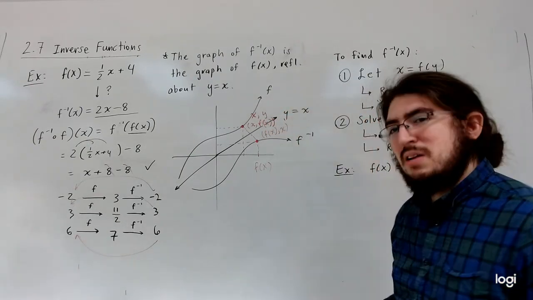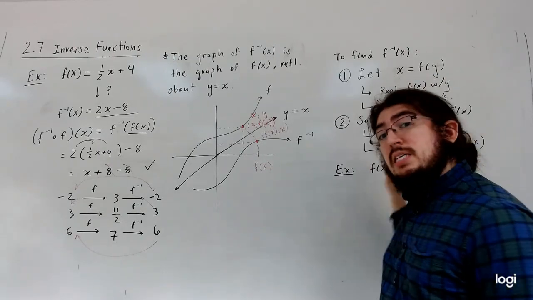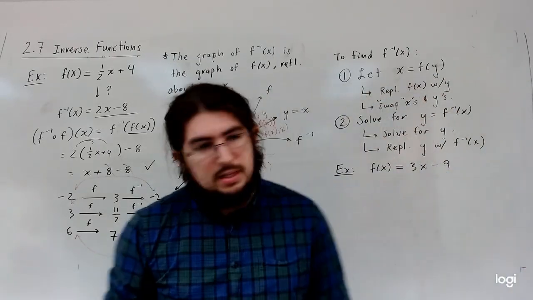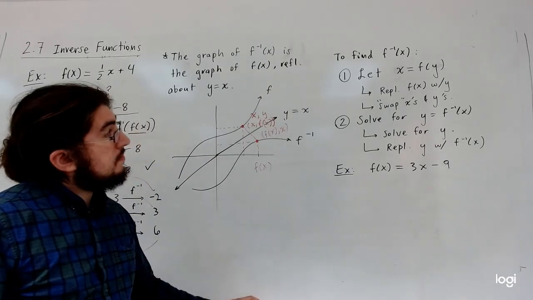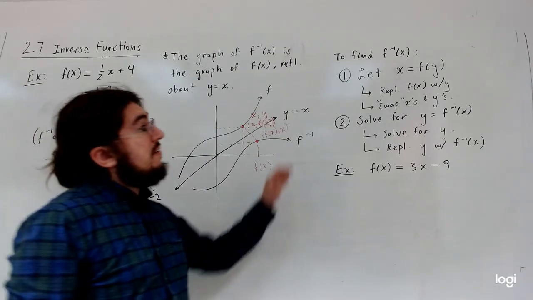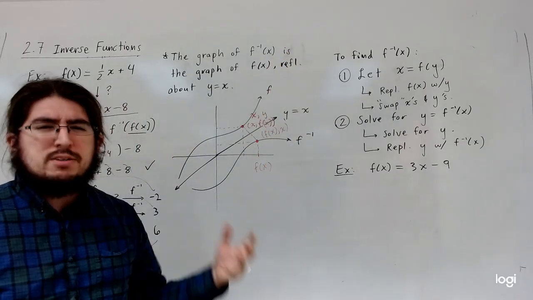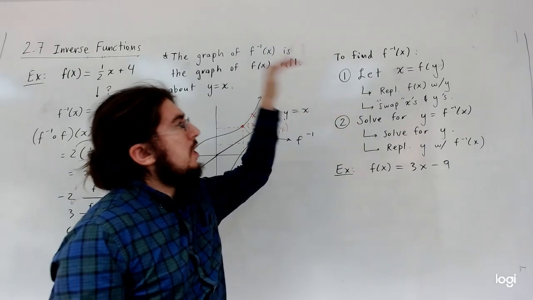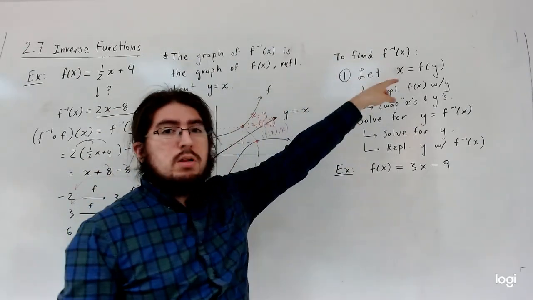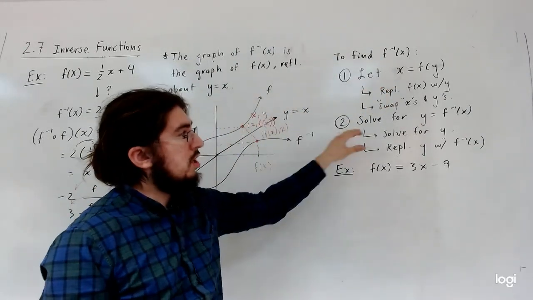I know that sounds a little funny, but this process that I've labeled out over here describes that in its entirety. So I say to find f inverse, you follow these following steps. There's 4 steps really, but I've condensed it into 2 steps. The main 2 steps are you let x equal f of y, and then you solve for y.